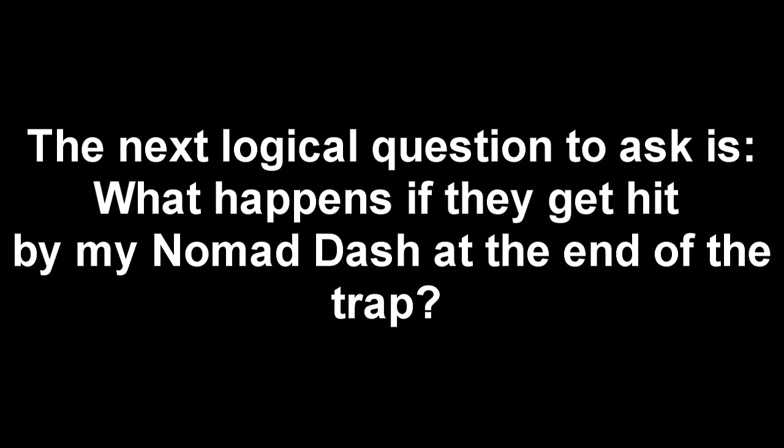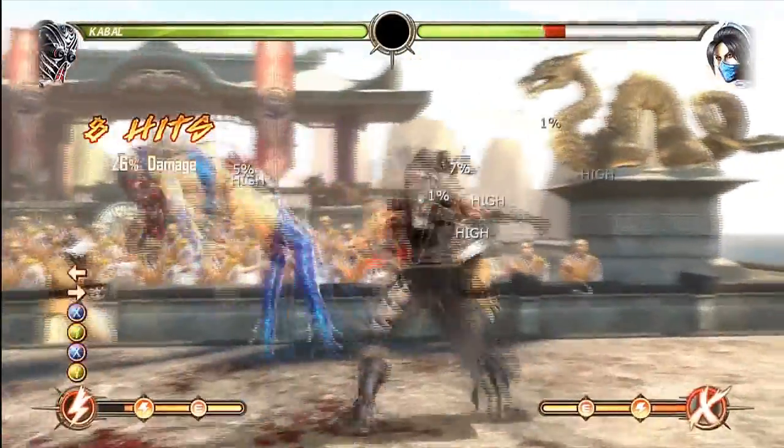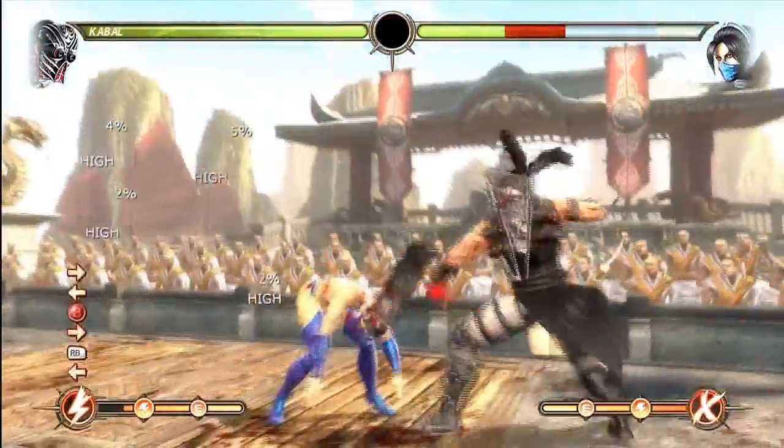Now, say you hit them with the block trap. So say you hit forward 3, 2, and they try to mash something, and you hit them with block with the dash. The best follow-up that'll give you the most time and the most benefit is to do back 1, 1, dash in and do forward 4. This will reset the opponent again and leave them open again to your block trap.